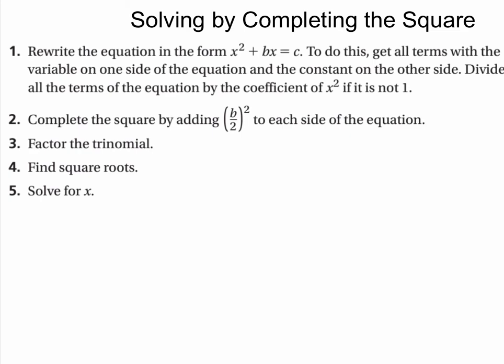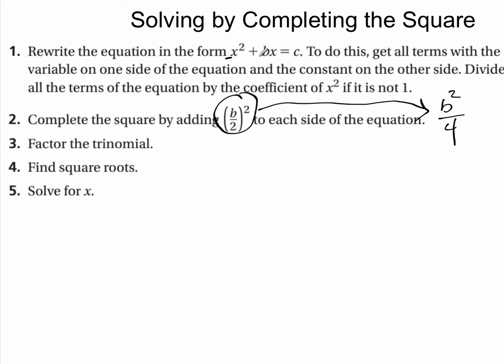Sometimes you're going to need to solve equations by completing the square. Now to do this, you're going to get all of the x terms on one side, all the constant terms on the other side. And then you're going to make sure the coefficient of x squared is 1. If it's not 1, you need to divide through by the coefficient. And then you're going to complete the square by adding (b over 2) squared to both sides.